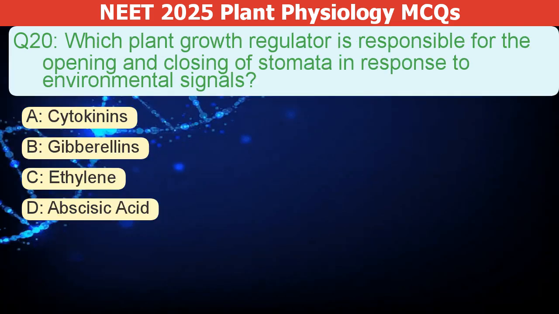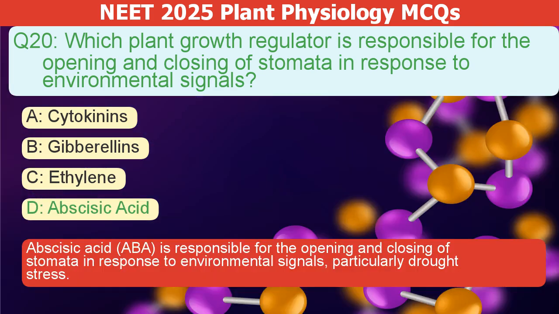Which plant growth regulator opens and closes stomata in response to environmental signals? A. Cytokinins. B. Gibberellins. C. Ethylene. D. Abscisic acid. The correct answer is D. Abscisic acid, or ABA, is responsible for opening and closing stomata in response to environmental signals, particularly drought stress.